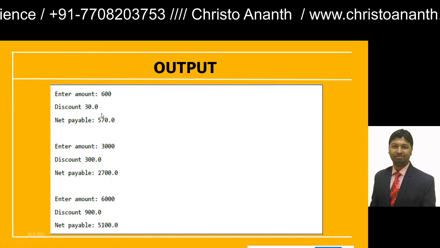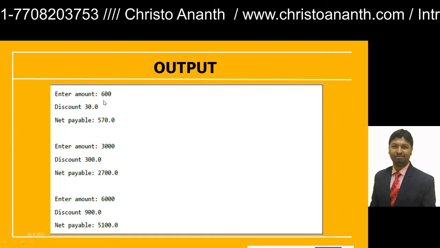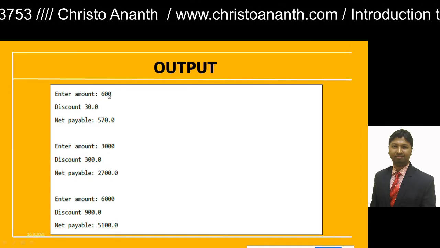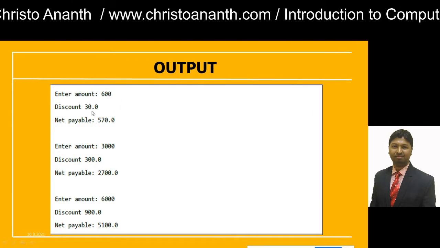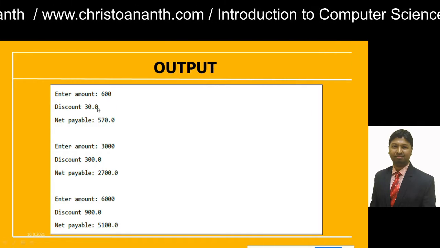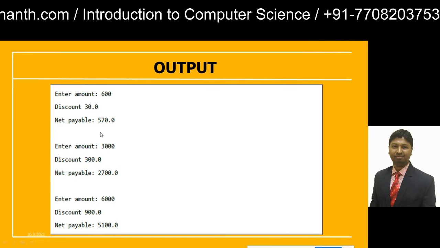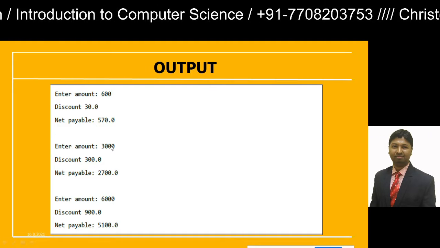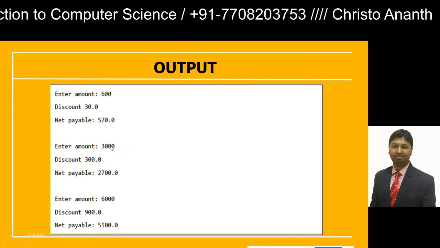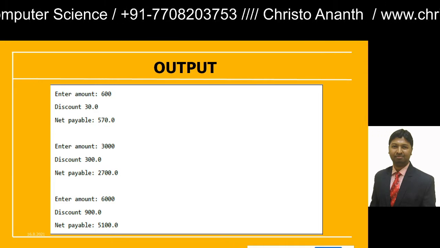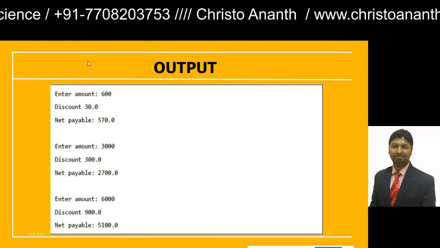Here the entered amount is 600, so the discount would be 600 into 0.05, which is 30. The net payable amount is 600 minus 30, you get 570. For example, if the amount is entered as 3000, it is between 1000 and 5000. So what is the discount that you give?